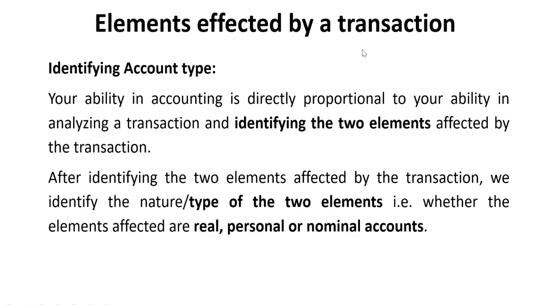Elements which are affected by the transaction. The first step is to identify the account type. Your ability, your capability in accounting is directly related to the ability to analyze the transaction. First of all, you need to identify the 2 elements affected by one transaction. After identifying these 2 elements, we identify the nature or type of the 2 elements, whether each element is related to personal, real, or nominal.